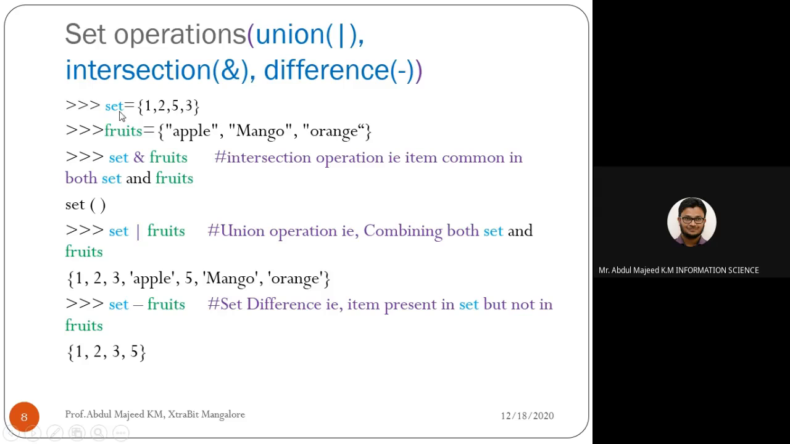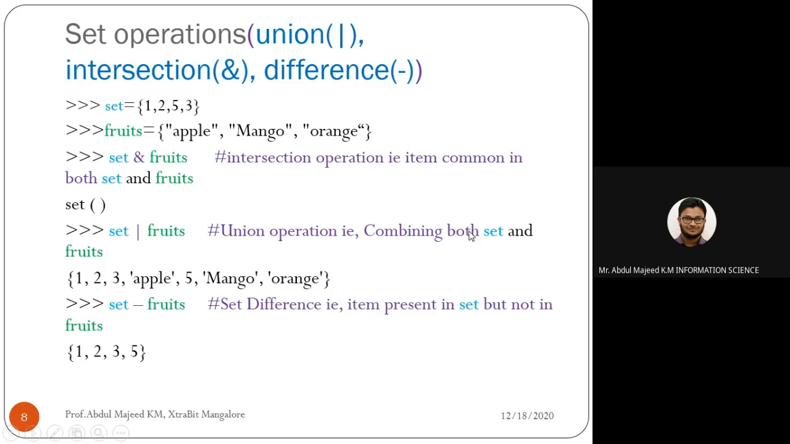So I'm creating two sets, the first one a set of numbers, the second one a set of fruits. Then I am applying the intersection operation. Intersection means it finds the common elements in both sets. Here we have two sets, but there is no common element in both sets. So we will get an empty set, a null set.